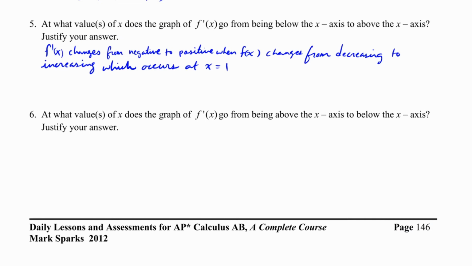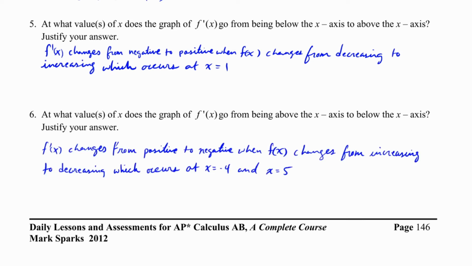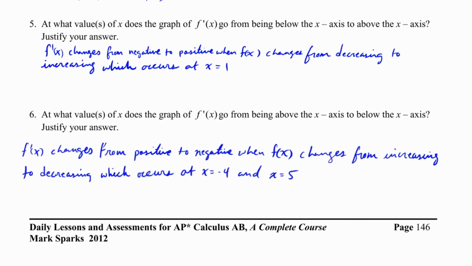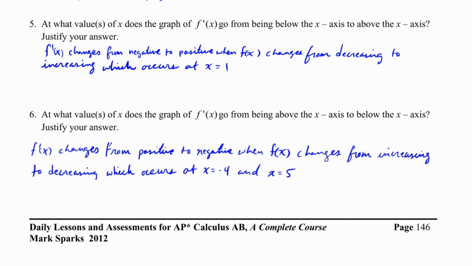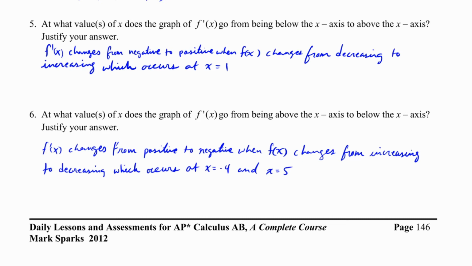So in a similar regard, I want to also say the values of x where f prime is going from positive to negative, where it's going from above the x-axis to below the x-axis. So where's that happening? Well, we can justify this by saying f prime of x changes from positive to negative when f of x changes from increasing to decreasing. And in this case, that's going to occur at x equal to -4 and x equal to 5.